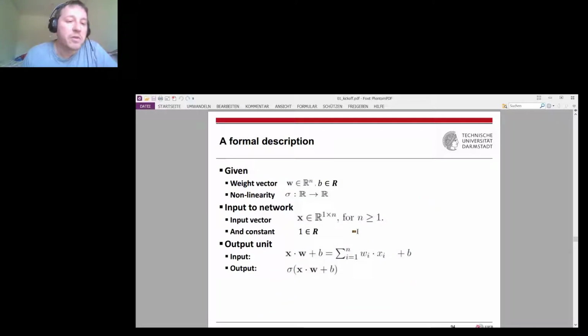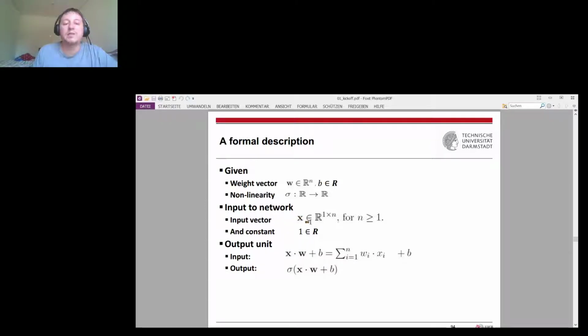Now, if we look at that mathematically, what we have is a weight vector w given up here. It lies in R^n, and we have this additional component of the weight vector, which we call b. We have a nonlinearity, our activation function. It maps a real number to a real number. So this is what we have given, so to speak. This is inherent to the network. Now we also have something that comes into the network, which is our input. Our input, mathematically, we will treat as a row vector.